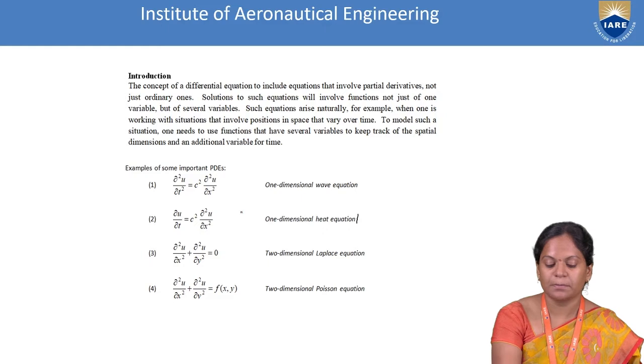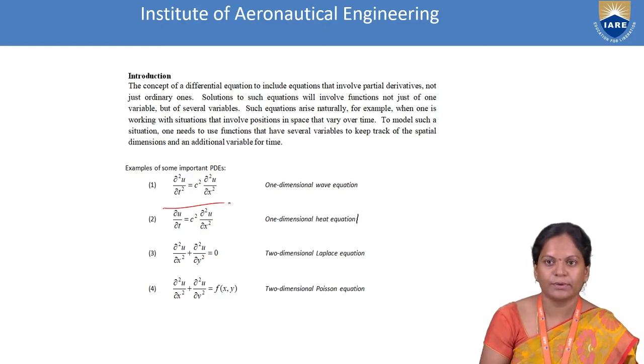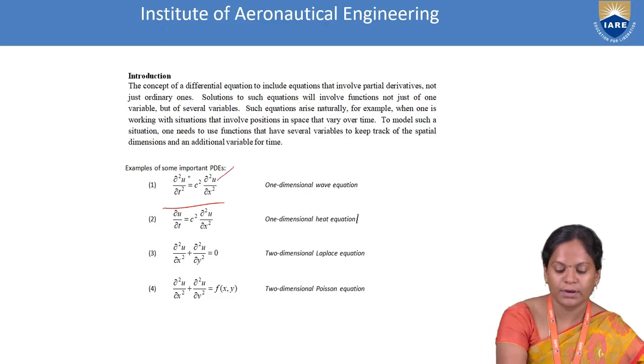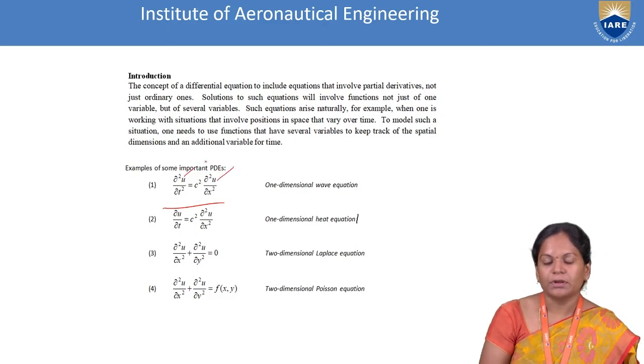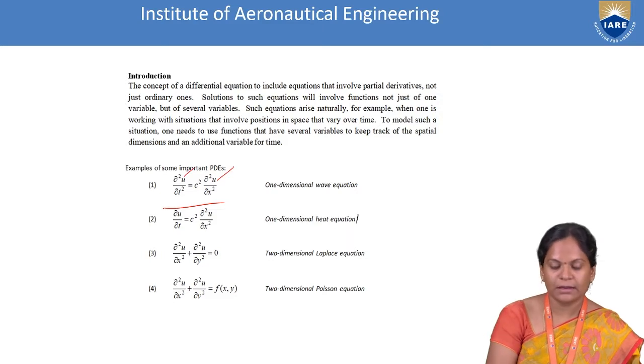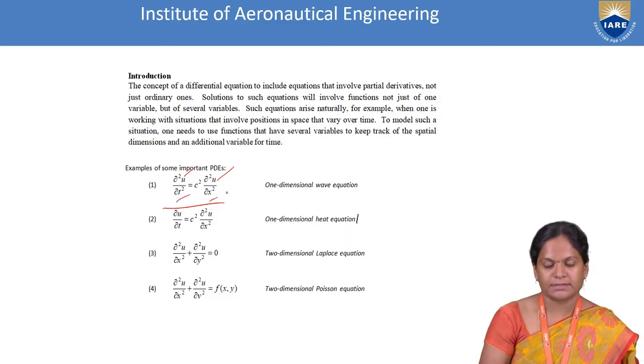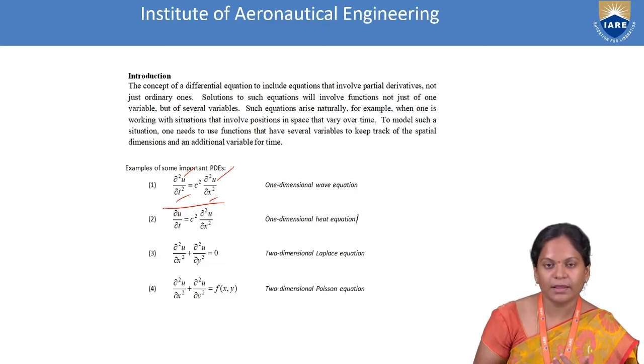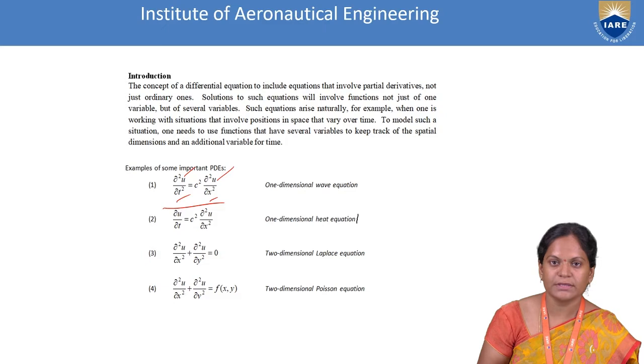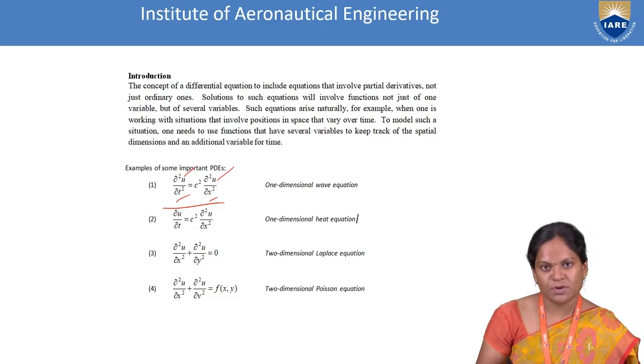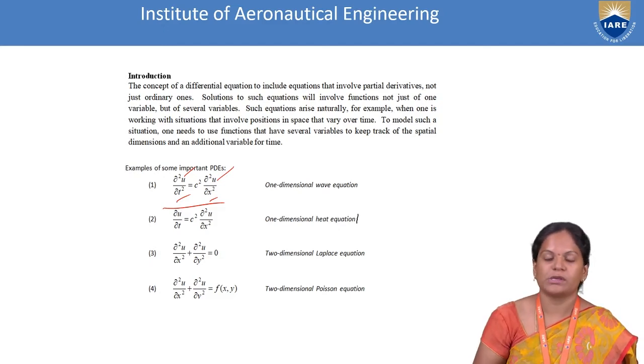Here the first example is dou square u by dou t square equal to c square into dou square u by dou x square. Here u is the only dependent variable, and the independent variables are t and x. So this is the equation involving u equal to some function of t and x. t and x are independent variables and u is the dependent variable. u depends upon t and x. So we write the partial differential equation in the form dou u by dou t, dou square u by dou t square.